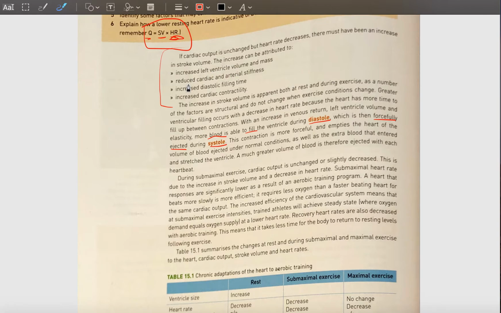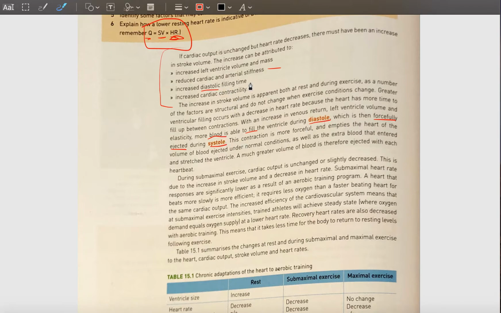There is reduced cardiac and arterial stiffness. The heart is more efficient at beating because it's used to beating more, because you've put it under more stress during running. There is actually an increased diastolic filling time. We'll talk about diastole and systole in a minute.